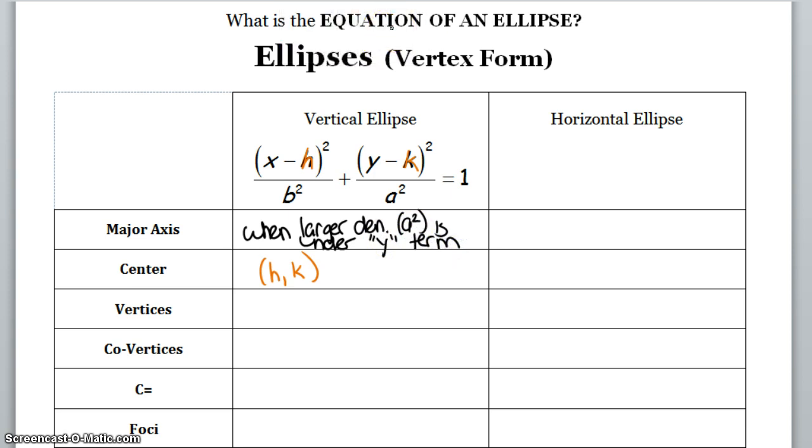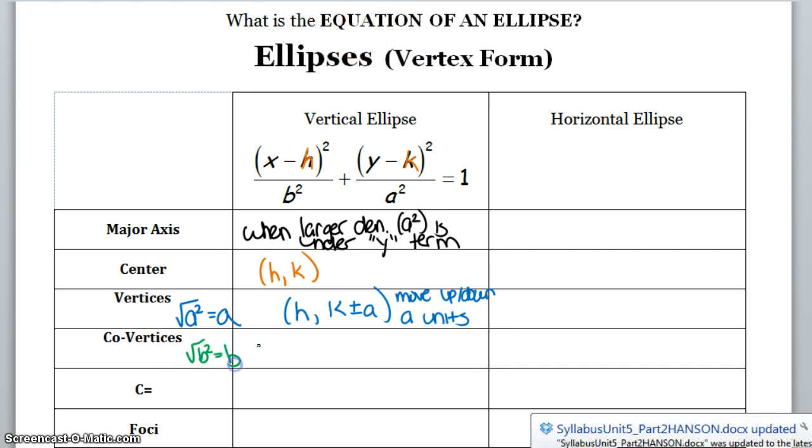Next, let's talk about our vertices. Again, if I were to take the square root of a squared, I get a value of a. And so from my center, if I move vertically, so adding and subtracting a to the y value, I'm going to get my vertices. Now on the picture, this means we're going to move up and down, the same direction of the major axis, a units. For my co-vertices, I need to take the square root of b squared. And here I want to move the other direction. So from the center, I'm going to add and subtract b.